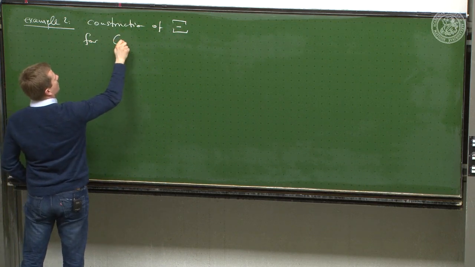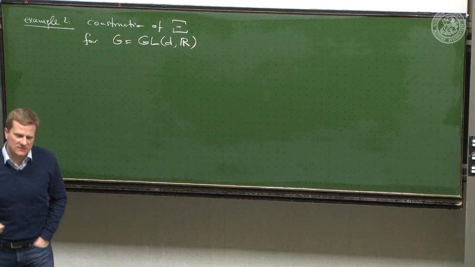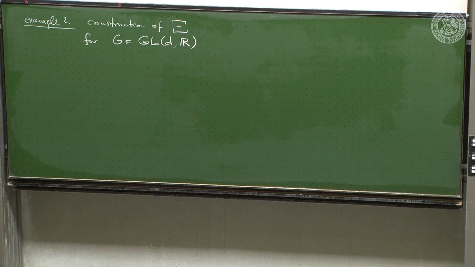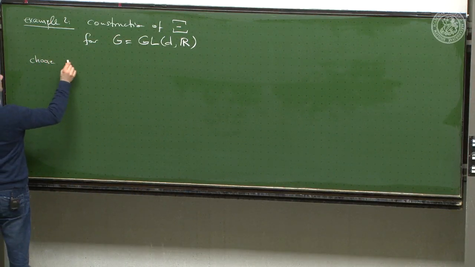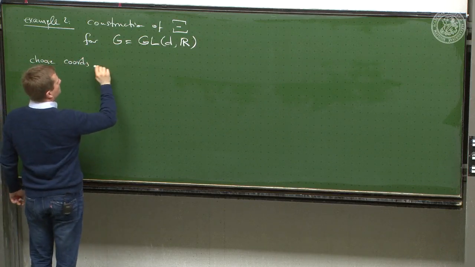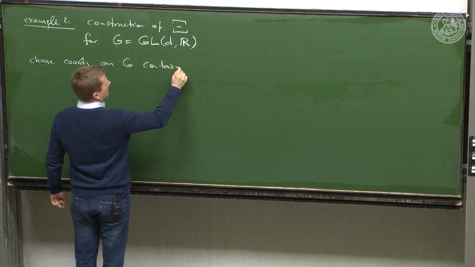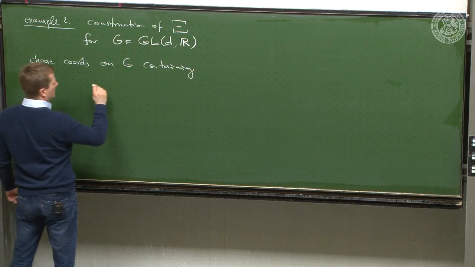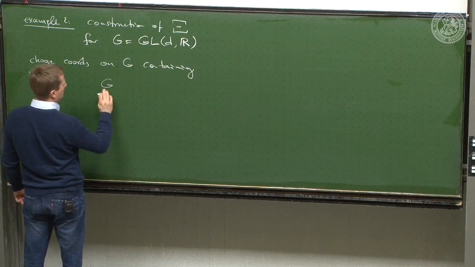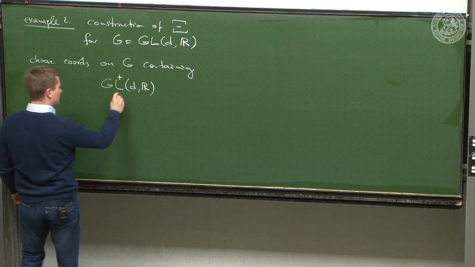For the Lie group G given by GL(d, R), this has really only to do with the Lie group at hand. The first thing we do is choose coordinates on the Lie group containing the identity, containing e_G. So that's part of G, say some connected component of the identity.